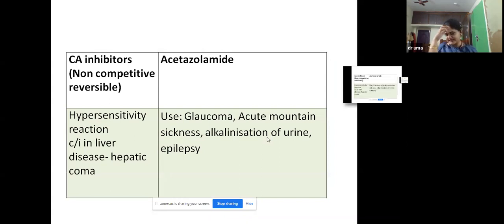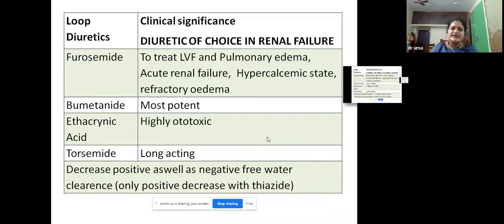Carbonic anhydrase inhibitors act mainly on the proximal tubule. It is acetazolamide. They are non-competitive reversible inhibitors. Acetazolamide has a sulfonamide group in it, so it produces hypersensitivity reaction. It should not be used in liver disease. It precipitates hepatic coma. They are used in GAME: glaucoma, alkalinization of urine, mountain sickness, and epilepsy. This is with acetazolamide. And loop diuretics are the diuretic of choice in renal failure.